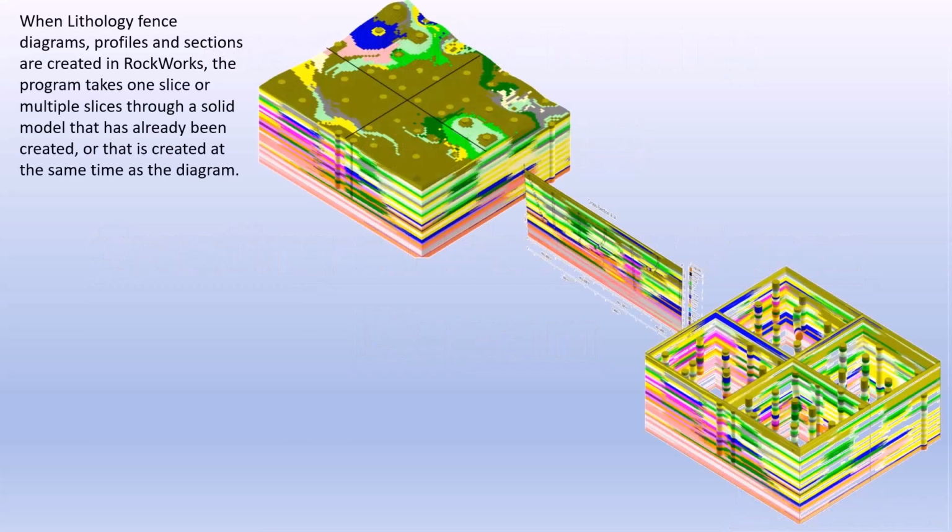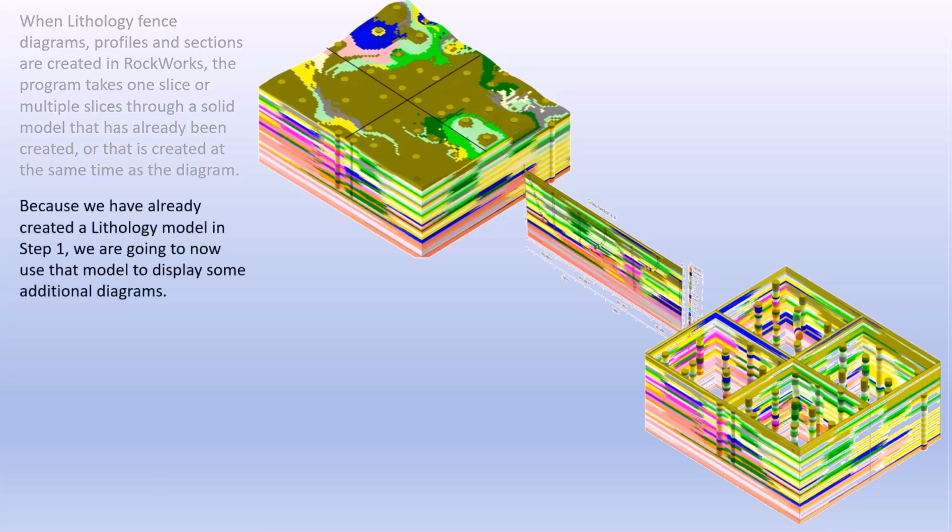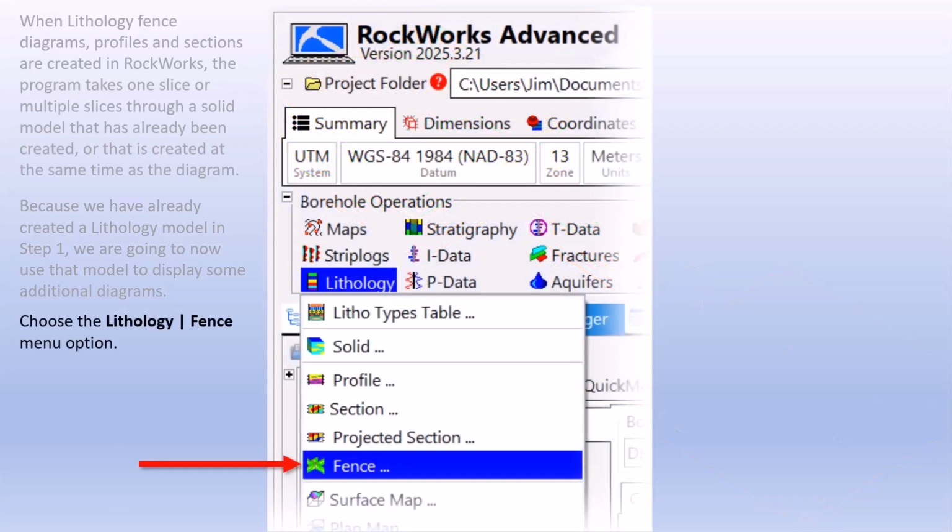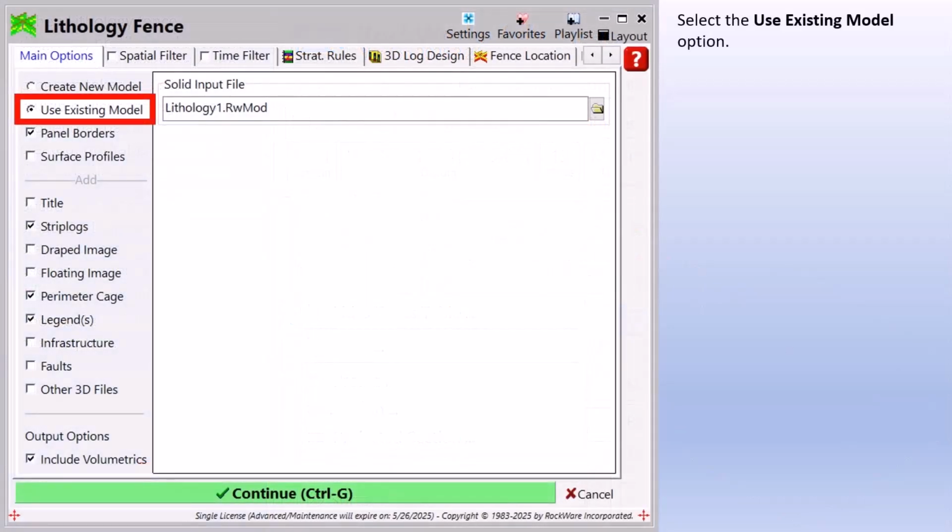When lithology fence diagrams, profiles, and sections are created in RockWorks, the program takes one slice or multiple slices through a solid model that has already been created or that is created at the same time as the diagram. Because we have already created a lithology model in Step 1, we are going to now use that model to display some additional diagrams. So choose the Lithology Fence menu option. Then, select the Use Existing Model option.